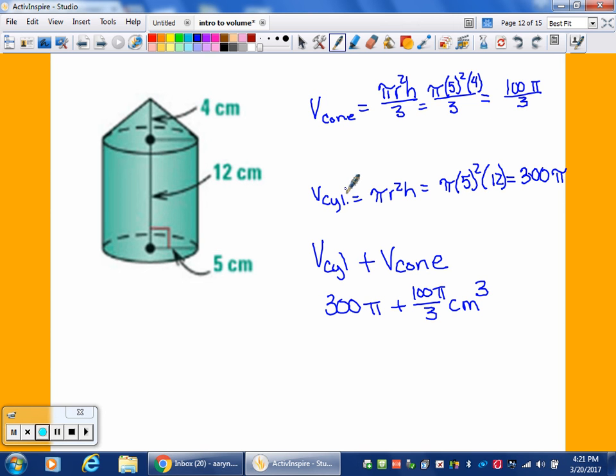I do the volume of the cylinder. I use pi r squared H. I plug in the radius again is 5 squared times 12 is the height of the cylinder, and that gives me 300 pi. So to get the total volume, I have to add the two together, and that would give me 300 pi plus 100 pi over 3 centimeters cubed. Now I leave it like that so it's the most accurate answer. I could change it to a decimal and then round, but I want to leave it like this because it is the most accurate.